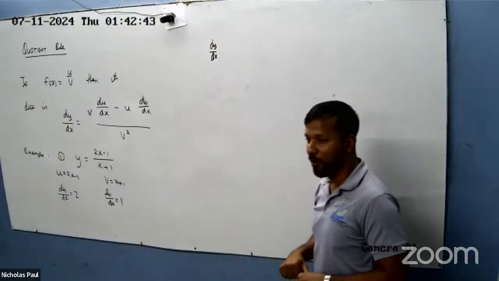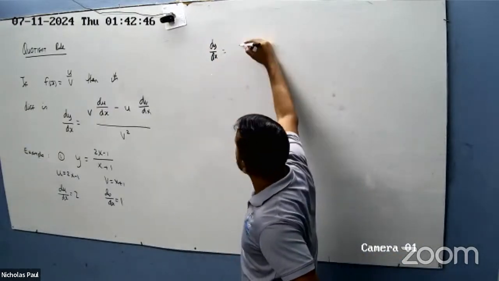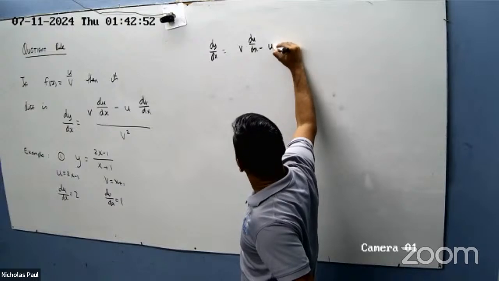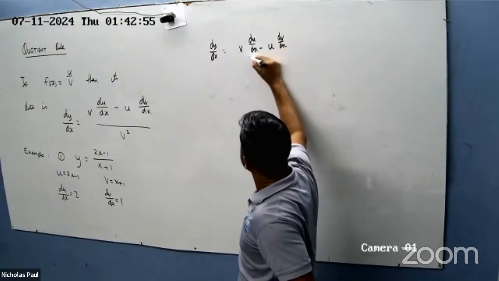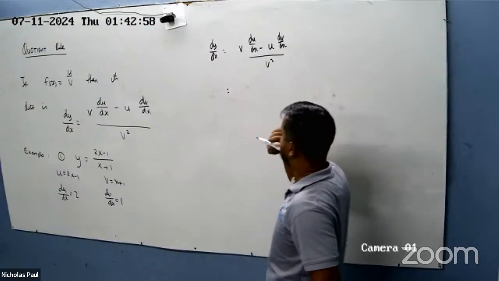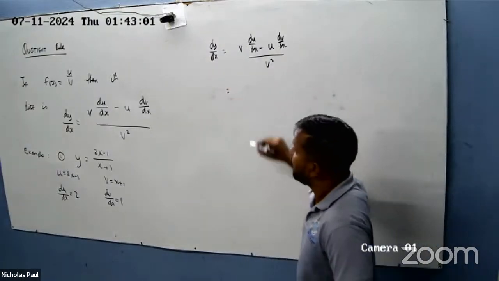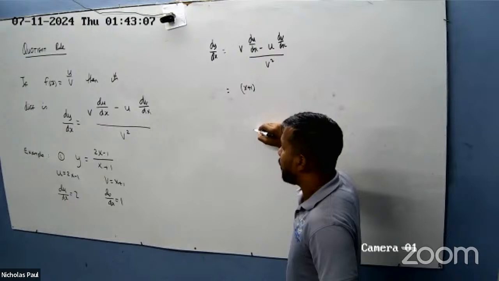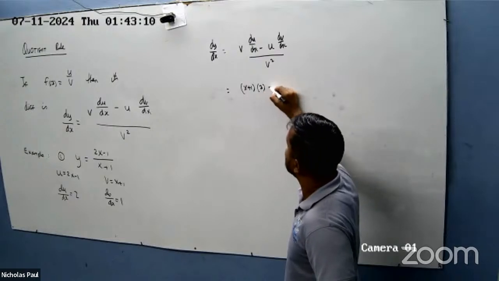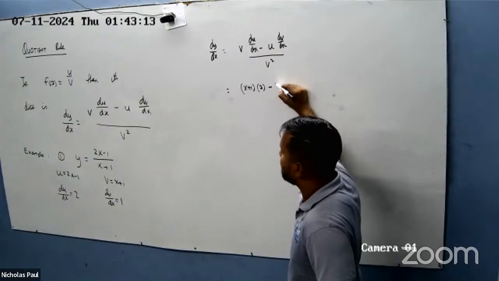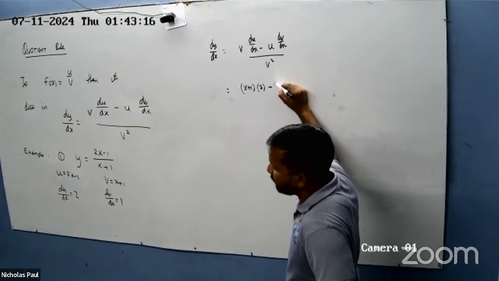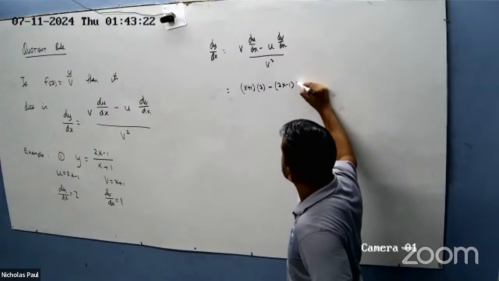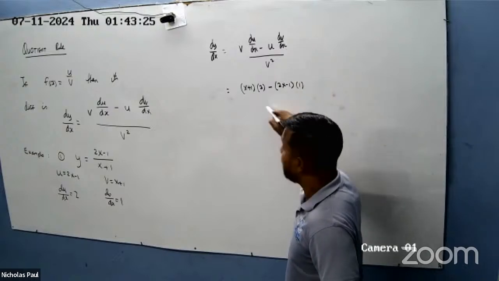Then come back and use the formula: v times du dx, minus u times dv dx, all over v squared. So your v is x plus 1, your du dx is 2, your u is 2x minus 1, and your dv dx is 1, all over v squared.